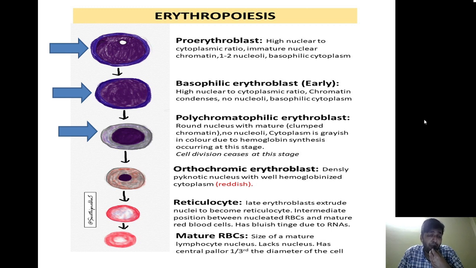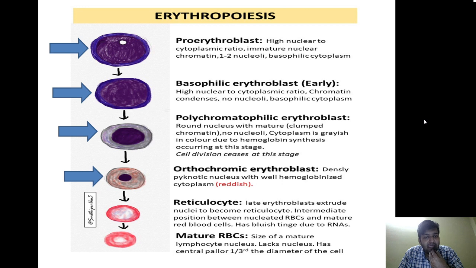After this, you will see the intermediate normoblast, that is the polychromatophilic erythroblast. Why are they called polychromatophilic? Over here, the color of the cytoplasm has changed, and why has it changed? It has become grayish because of the synthesis of hemoglobin, which has started in this phase. If you compare, the nucleus has become smaller and darker, that is more compact, more coarse. No nucleoli are visible. So this is the classical intermediate normoblast, or polychromatophilic erythroblast.